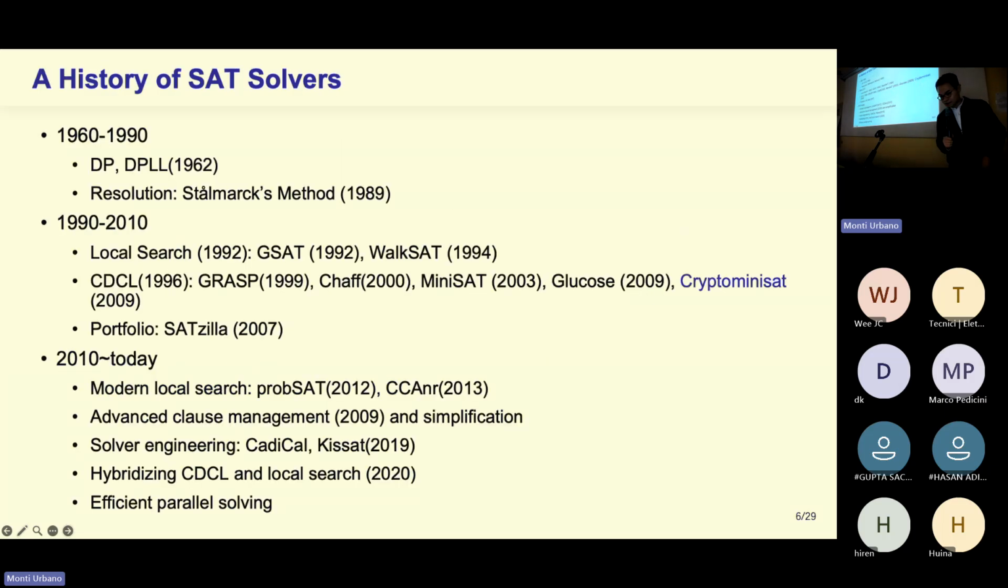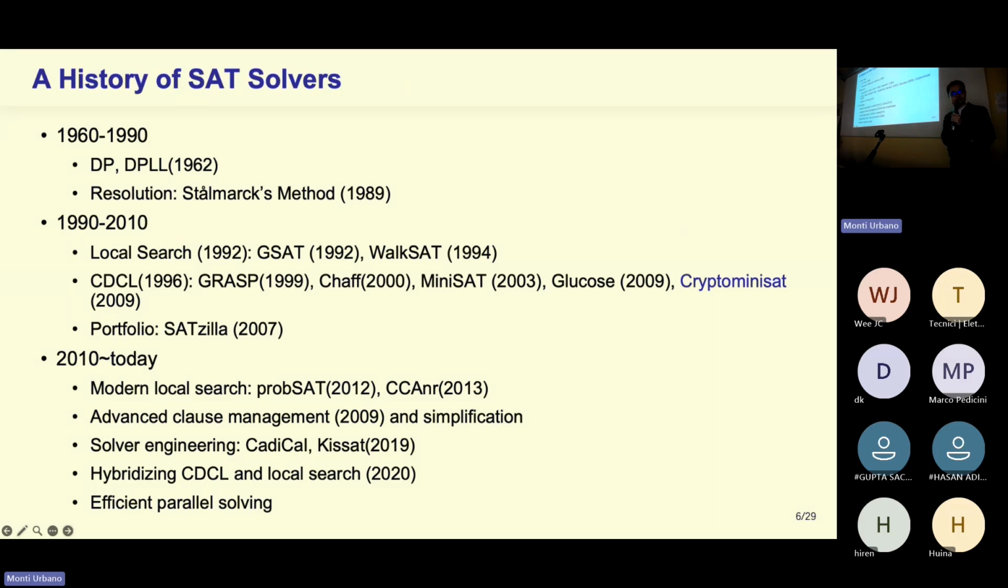And here is a short history of solvers from my own viewpoint. I would divide the history into 3 stages. In the early stage, from 1960 to 1990, there are 2 classic algorithms called DP and DPLL. Actually, DP is based on resolution. And very quickly, the authors found that DP has the issue of exponential memory. So they turned their attention to a backtracking-based algorithm, the DPLL algorithm.